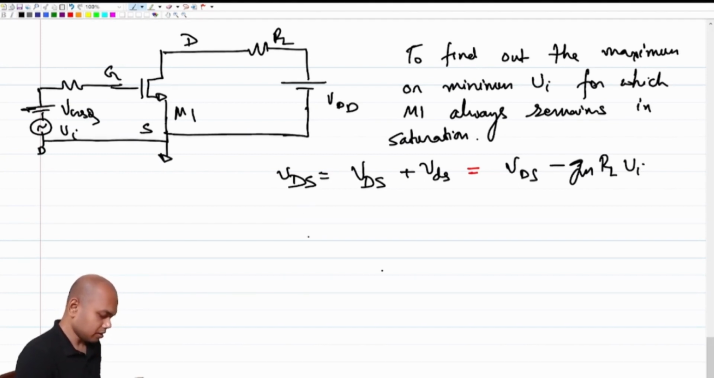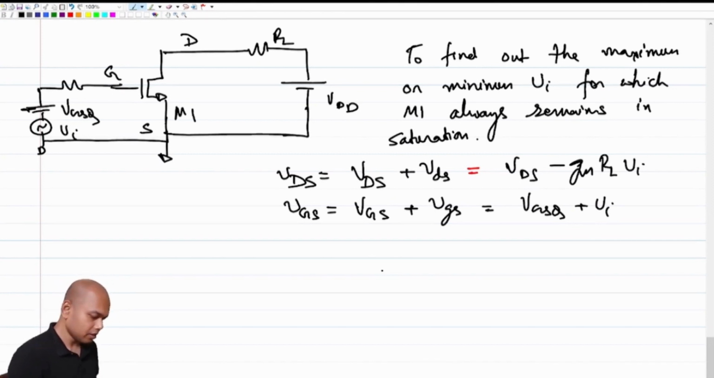Similarly, what is small v or total VGS? Total VGS is VG plus vgs, which is equal to VGSQ, the one that we have applied, plus VI, right? Okay. Now let me use Q here, otherwise it will not be consistent.